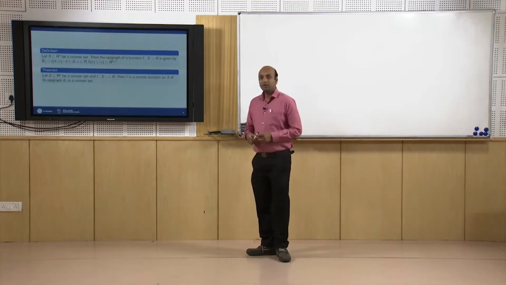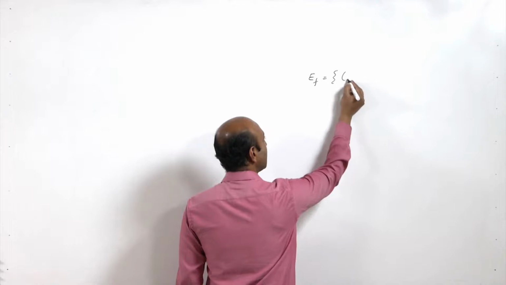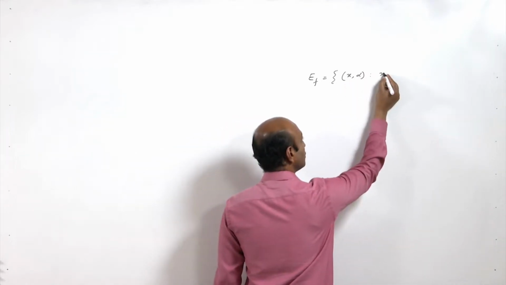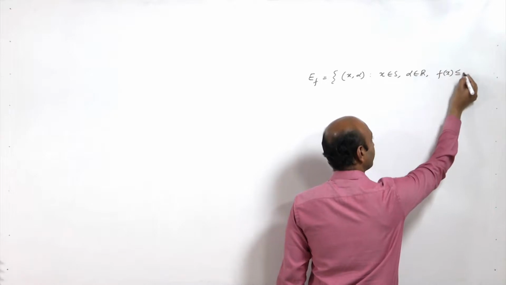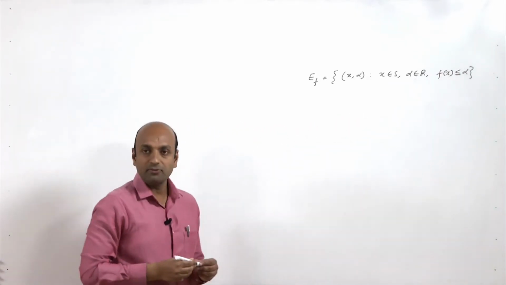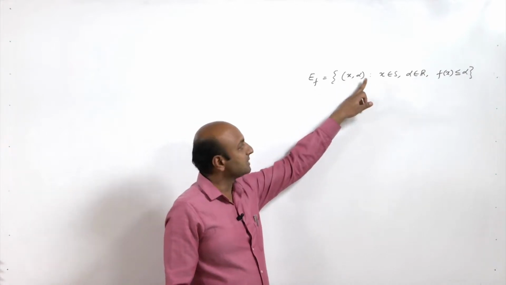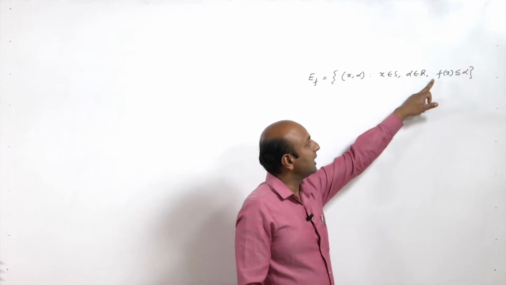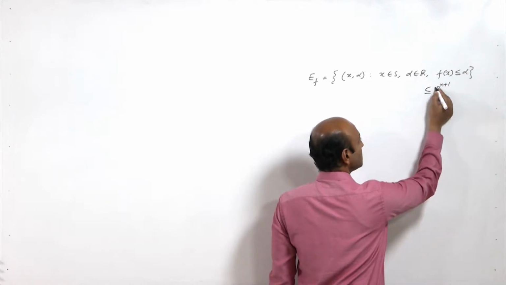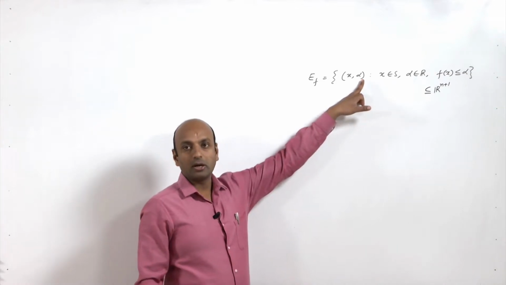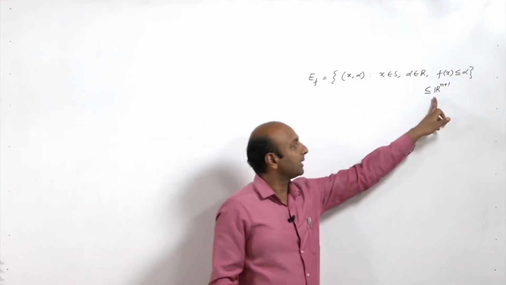So, epigraph we have already defined. Epigraph of a function f is nothing but all those (x, alpha) such that x belongs to S, alpha is any real number and f(x) is less than or equal to alpha. This is what epigraph means. It is nothing but a subset of R^(n+1), because x belongs to R^n and alpha belongs to R, so this tuple belongs to R^(n+1).